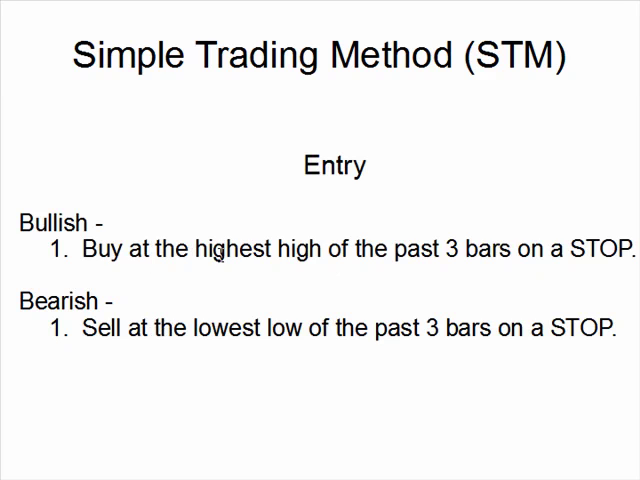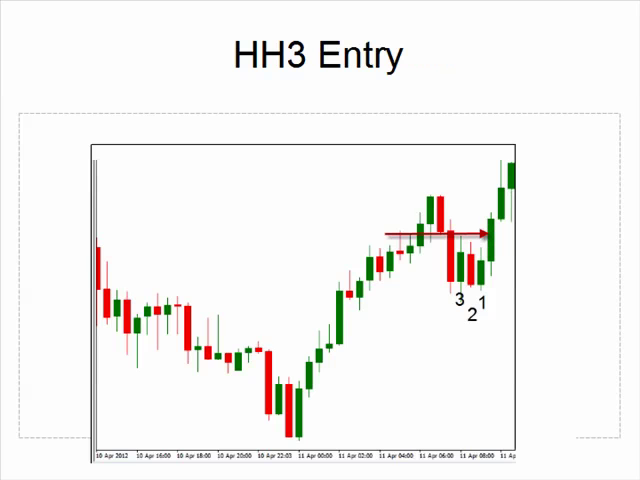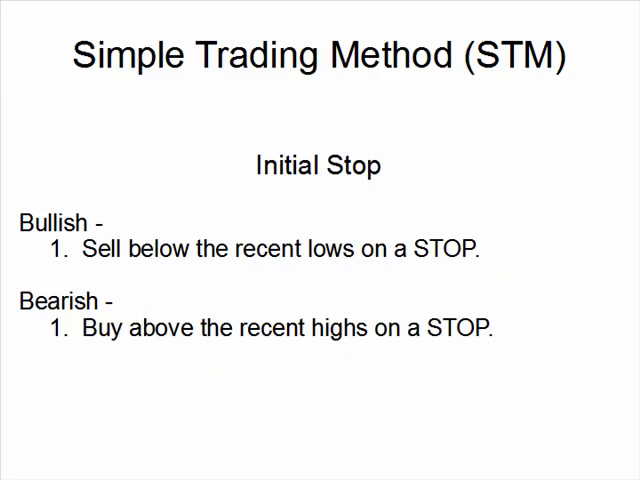The entry on here is the highest high of the last 3 bars or the lowest low of the last 3 bars, which simply means that once the bar is closed, if we move above the high of the previous 3 or the low of the previous 3, we're going to look at entering into that trade. So this would be an example here where once the high of the last 3 bars has been broken in an uptrend, we would look at entering into a position like this.